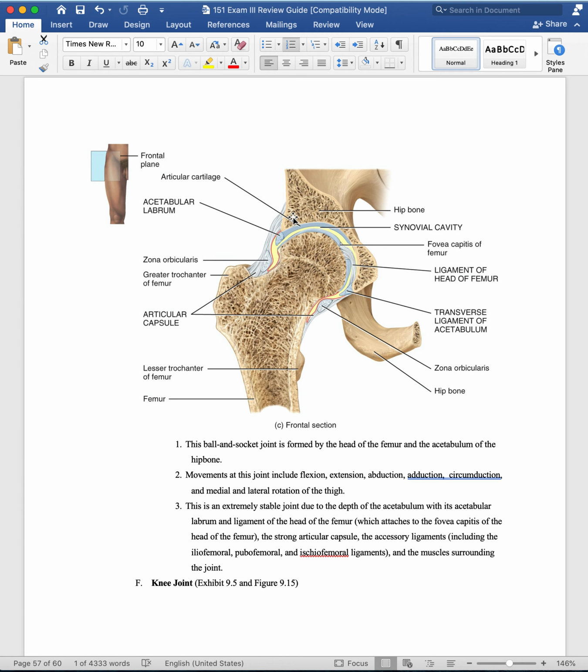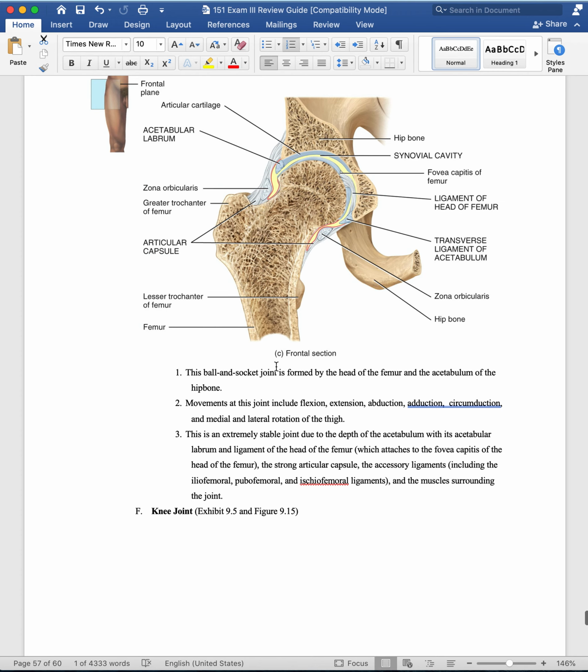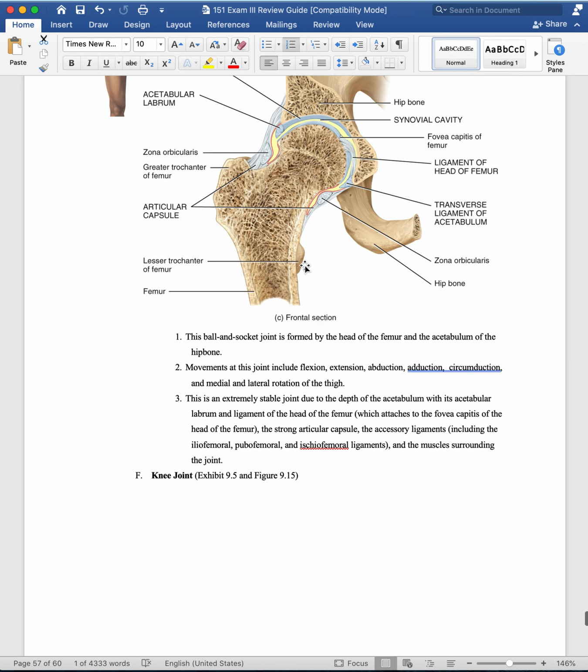Okay, we also are going to have a ton of the different ligaments. Here's the articular capsule that's going to wrap around. Here's the transverse ligament of the acetabulum, for example. And then this is the zona orbicularis, which is going to wrap around basically the very head of the femur to help hold everything in place. All right, again, greater trochanter and lesser trochanter of the femur.